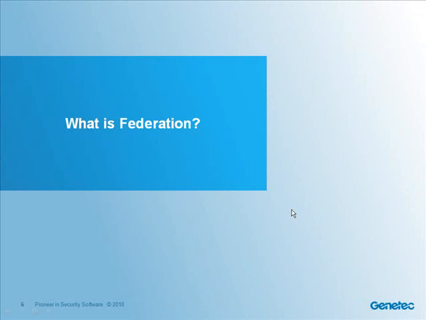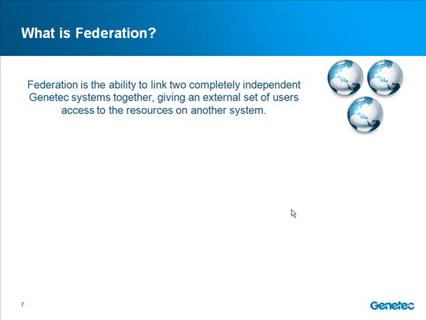So the first thing we want to look at today is what Federation is, and what it can do for you in both an Omnicast and Security Center context. Federation gives you the ability to link 2 completely independent Genetec systems together, giving an external set of users access to the resources of a particular system. There are 3 ways that we can combine systems in a federated environment.